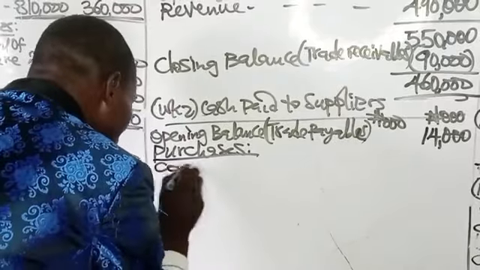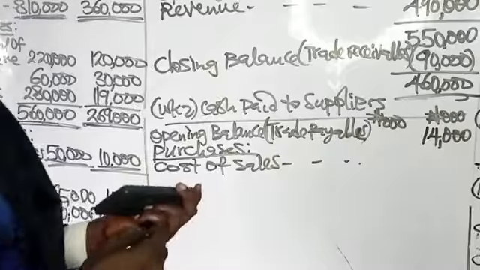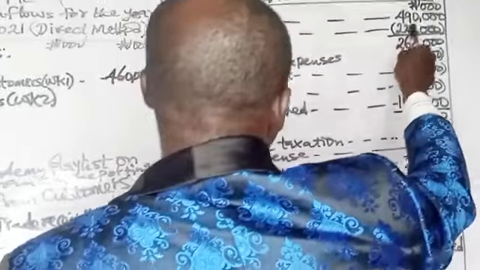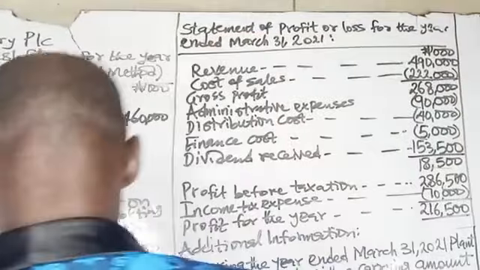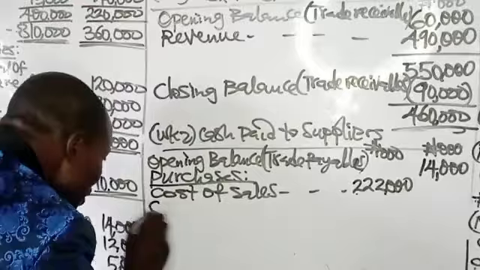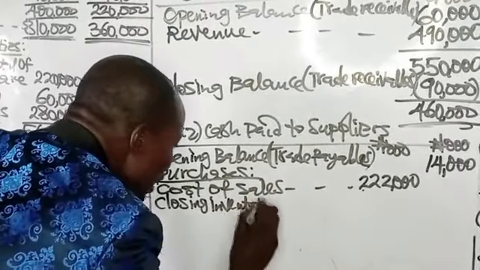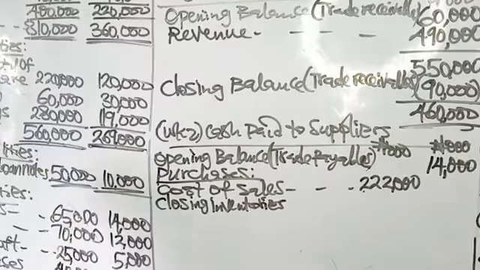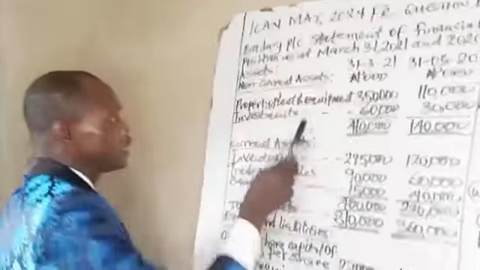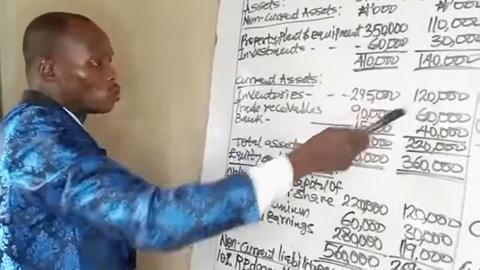To look for purchase, you start with cost of sales. Please go through my earlier video on this topic. Cost of sales amounted to 222,000. We add the closing inventory. You had the closing inventories under current assets. Our closing inventory amounted to 295,000, while the opening inventory is 120,000.